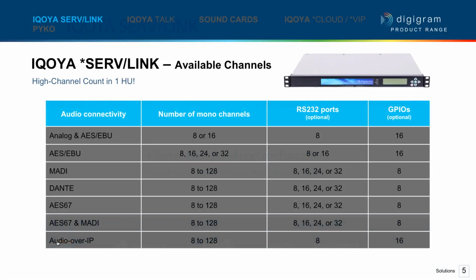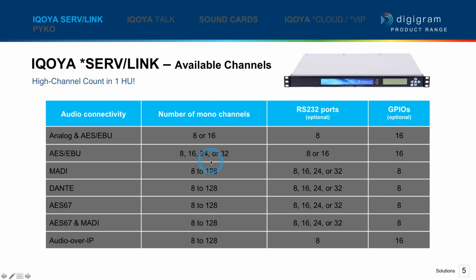As you can see, that's a very powerful solution. And here's a nice little diagram of the types of versions you can get. Many folks will get the MADI version or the Dante version if they're dealing with, like, a house of worship setting. But in other settings, you might go with AES67 or MADI and AES67 or AES/EBU only.